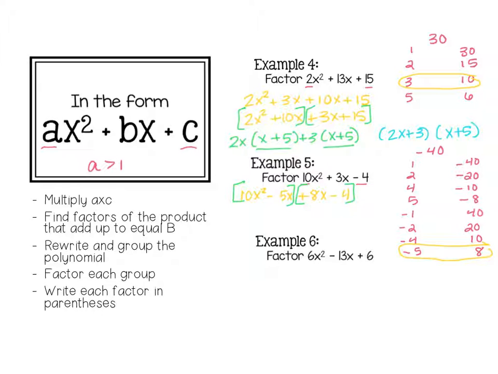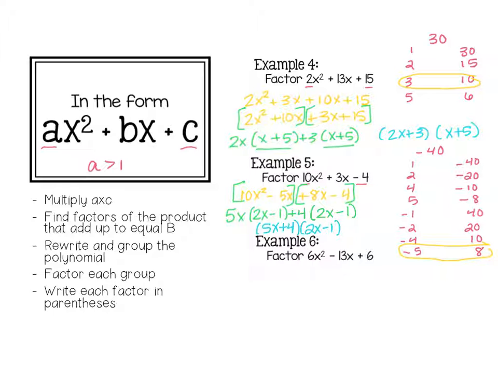In the first set, I can pull out 5x, and I'll be left with 2x minus 1. And in the second set, I can pull out a positive 4, and I'll be left with 2x minus 1. So my factors then will be 5x plus 4 and 2x minus 1. Now I want you to try example 6 on your own, and we will go over it.